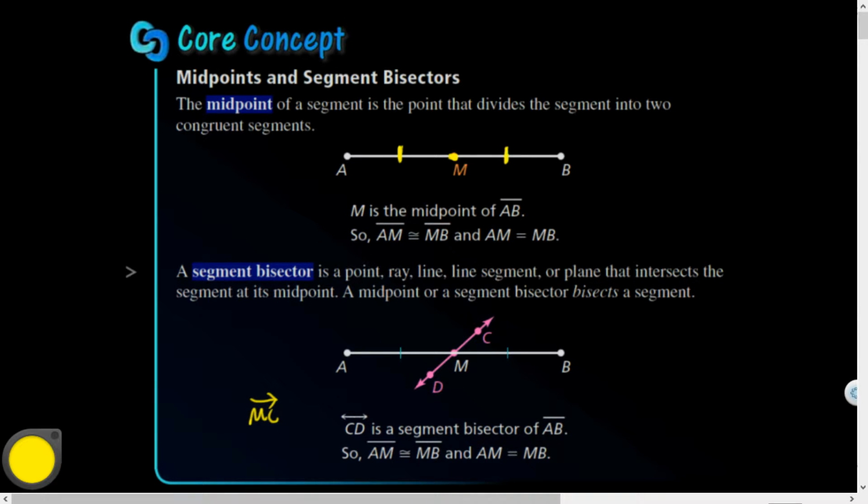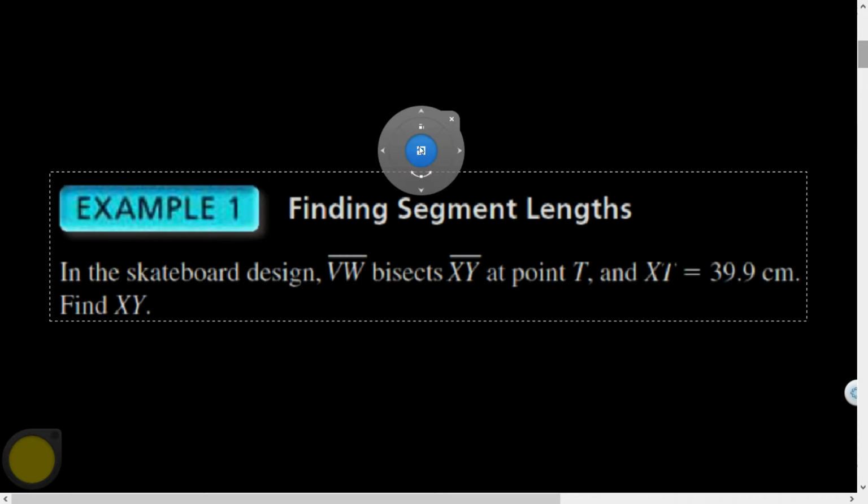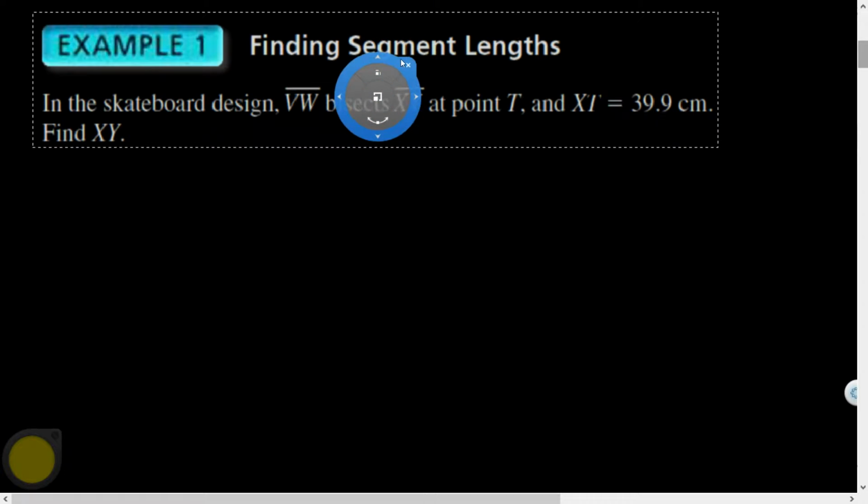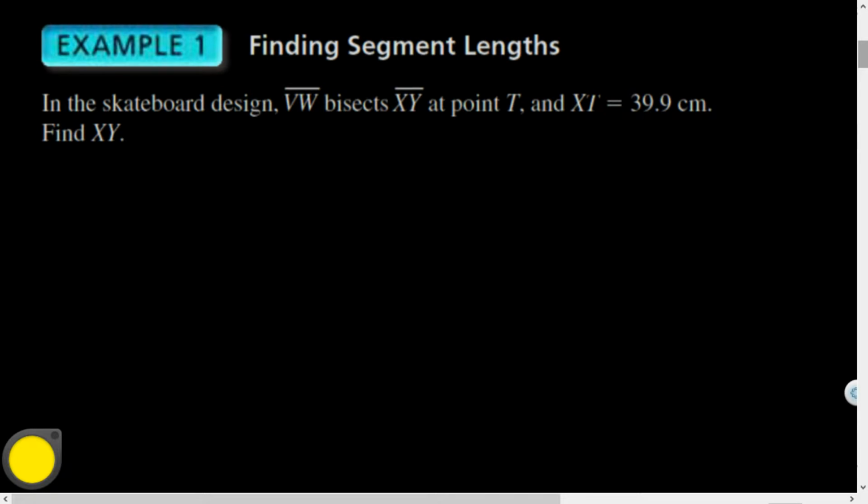All right, let's do an example. Classic math books trying to be hip. Check out this example. Find the segment lengths in the skateboard design. Oh yeah, these math books are so hip. They know how to relate to you kids.